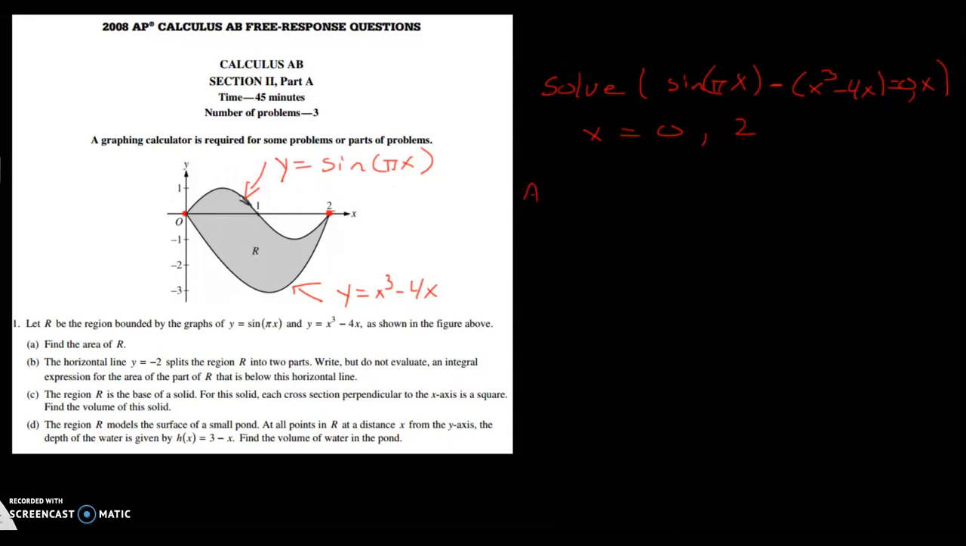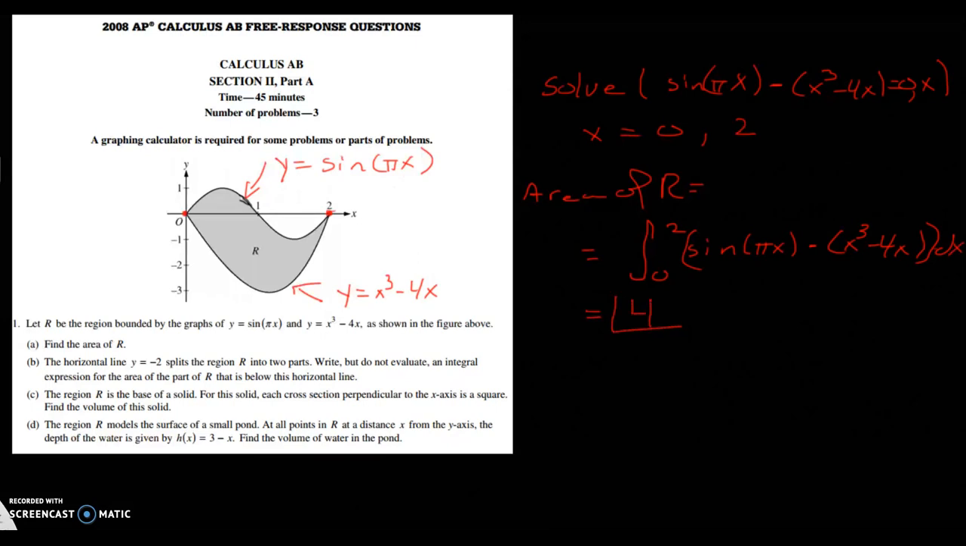So if you want to find the area of R, it'd be equal to the integral from 0 to 2 of sine pi x minus the quantity x to the third minus 4x, times the differential dx. And when you do this, you actually get 4, which is a nice number.